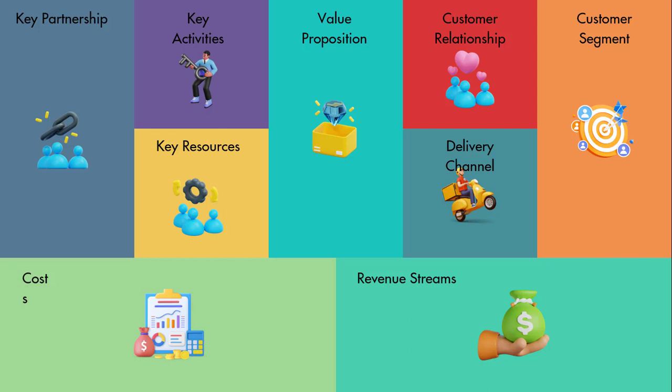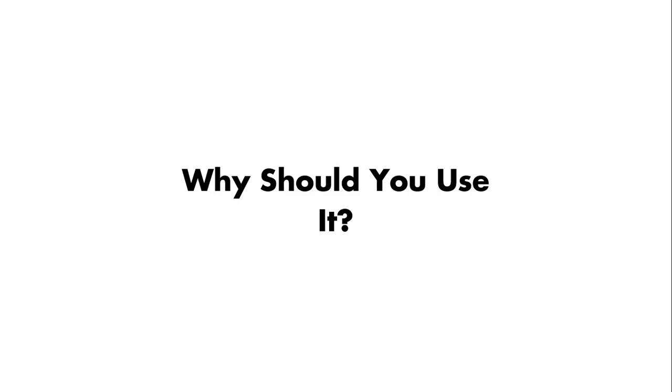So here we have it, the 9 building blocks of the business model canvas. Starting from the customer segment, value proposition, delivery channel, customer relationship, revenue streams, key resources, key partnerships, and key activities, and lastly, the cost. So, the business model canvas is a game changer because it allows you to do two things.